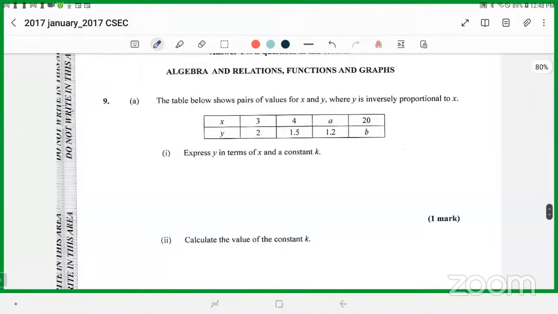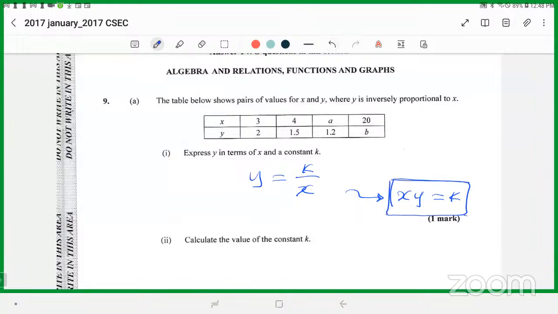Let's move on now to number 9. 9, 10, 11. 3 questions to go. This question said the table below shows pairs of values of x and y where y varies or is inversely proportional to x. Inversely proportional means k over x. It says express y in terms of x and a constant. Either y equals k over x. That's it. Inverse proportional. If I multiply the x up here, this also means that xy is always equal to a constant. This can be very useful. The product of x and y is a constant value.